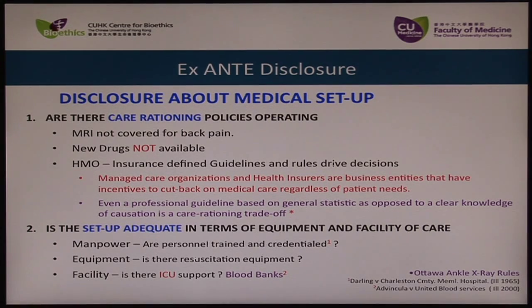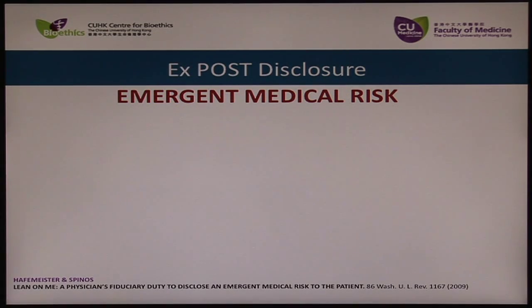Darling versus Charleston, the case actually imposes liability on the institution for poorly trained personnel who were entrusted with the care of an orthopedic patient, and the person was not really trained or credentialed to do orthopedic procedures. So institutions are also liable, but we need to disclose that emergent medical risk.